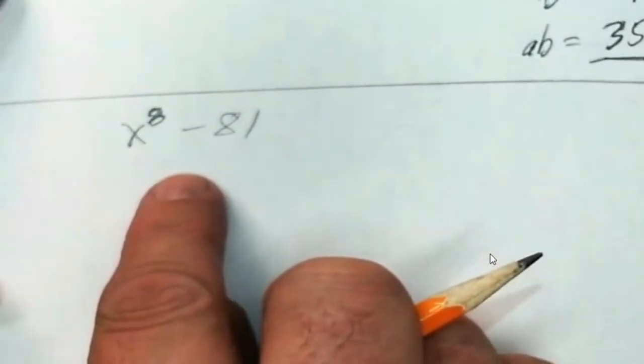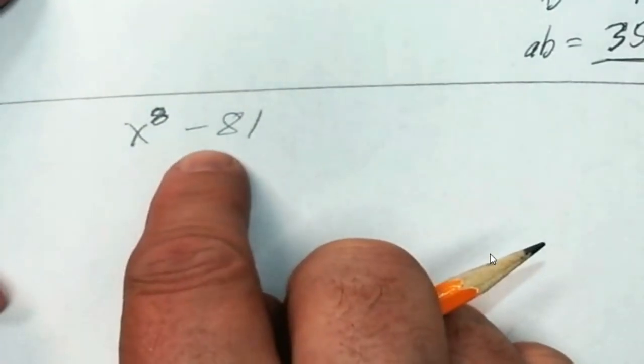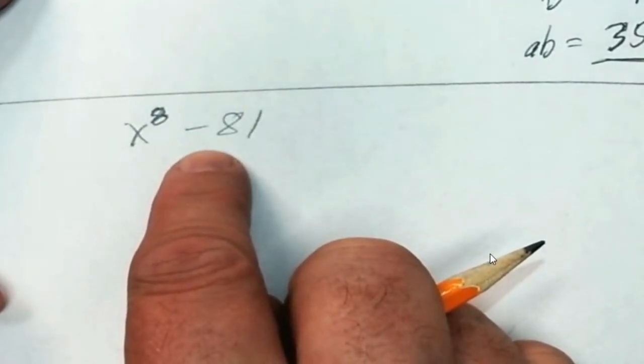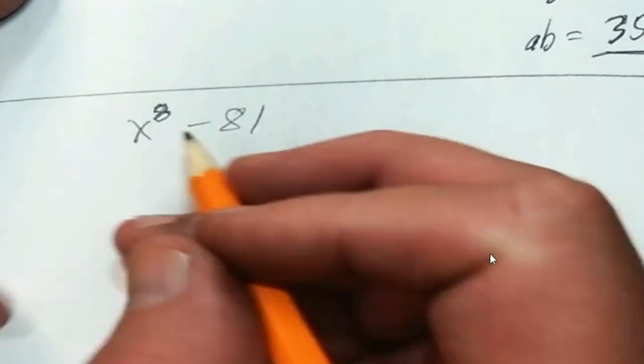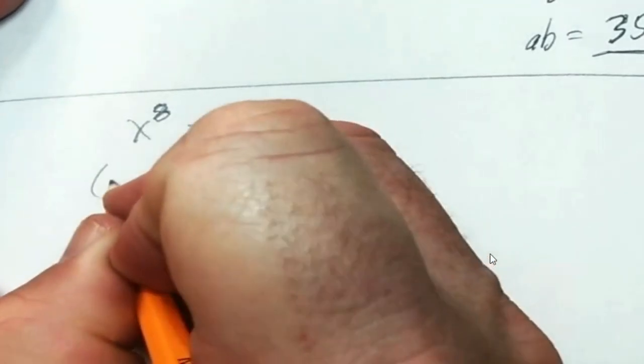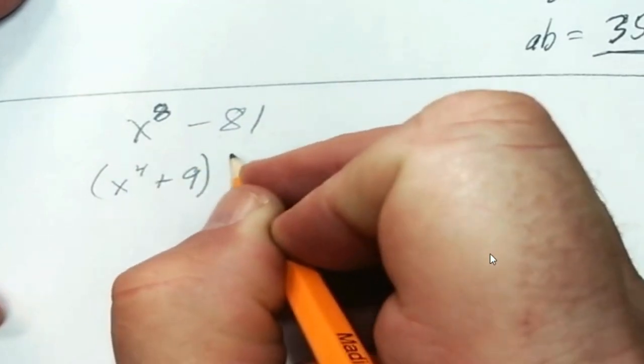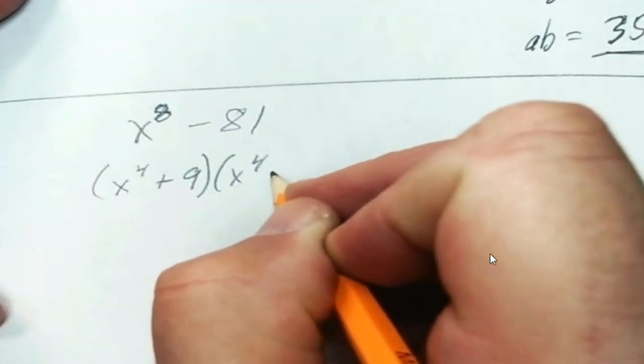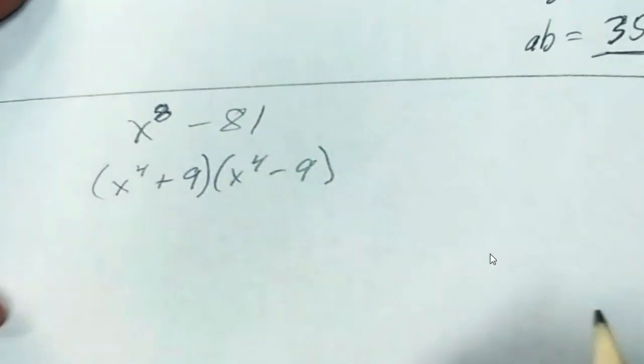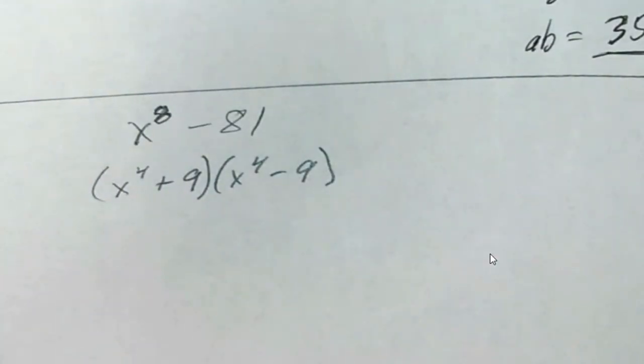Are these both squares? Is this a difference of squares? Yes, because this is x to the 4th plus 9 and x to the 4th minus 9. You look at it and it's like, whoa, that was easy. I recognize difference of squares. I'm done. No, you're not done, but yes, you're correct. That was a difference of squares.